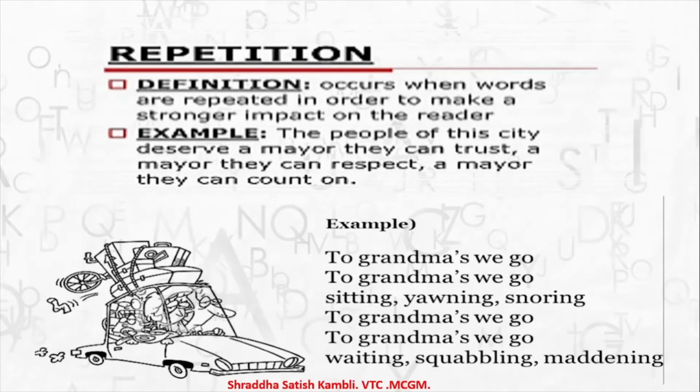For example, the people of this city deserve a mayor they can trust, a mayor they can respect, a mayor they can count on. Here the word mayor is repeated. Look at the other example here. To grandma's we go. Sitting, yawning, snoring. To grandma's we go. Waiting, squabbling, maddening. See, the line "to grandma's we go" is repeated so many times, four times. So this is an example of repetition.